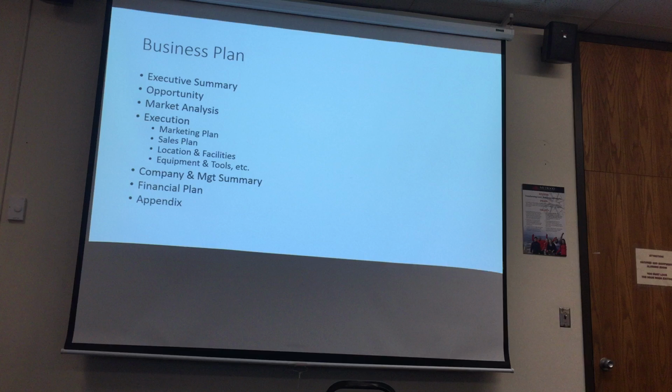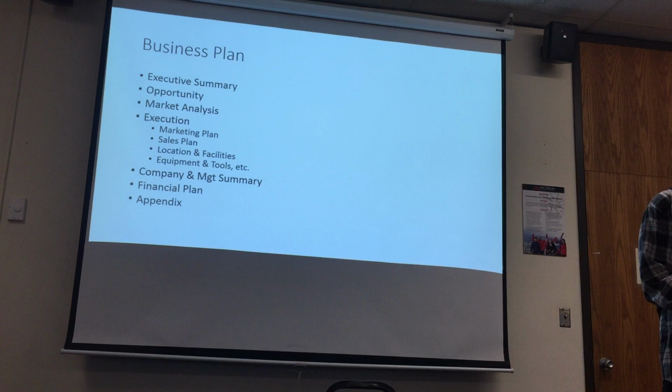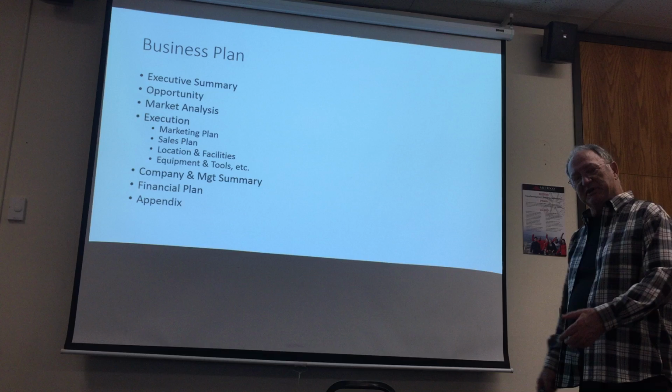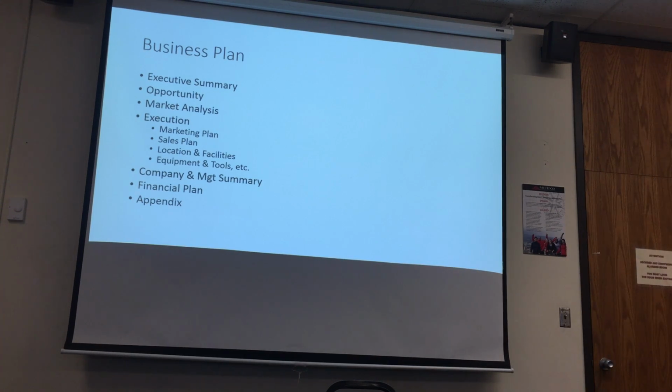And that's exactly right. So in a business plan, this is a standard outline for a business plan. You have an executive summary, you talk about the business opportunity. That's really key in a business plan. What is the market opportunity to which I'm directing my analysis?